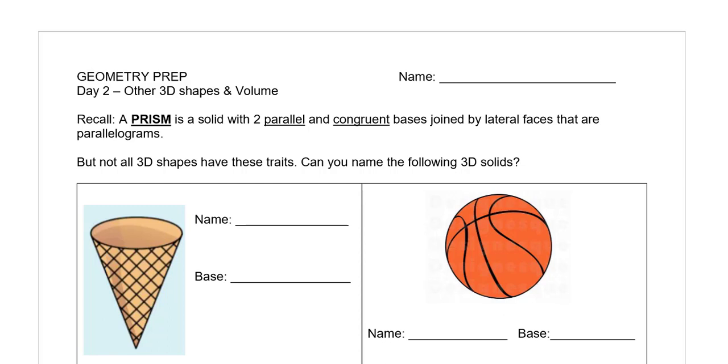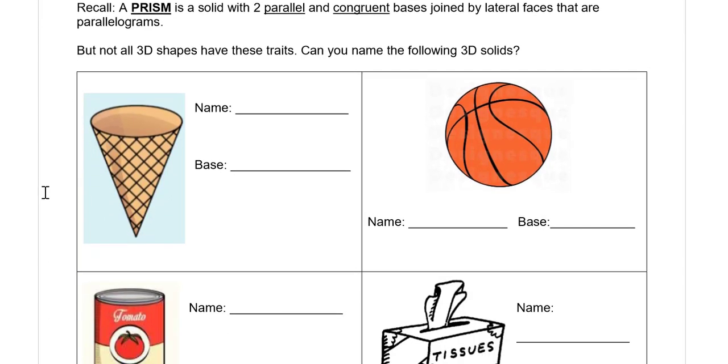In this video, we're going to look at the names of other 3D objects, as well as start discussing the volume and how to find the volume of specific shapes. So, you may recognize a lot of these different shapes. We recently talked about a prism, and remember the definition of the prism is a solid with two parallel and congruent bases. And it says here, not all 3D shapes have these traits. So, again, you may recognize them.